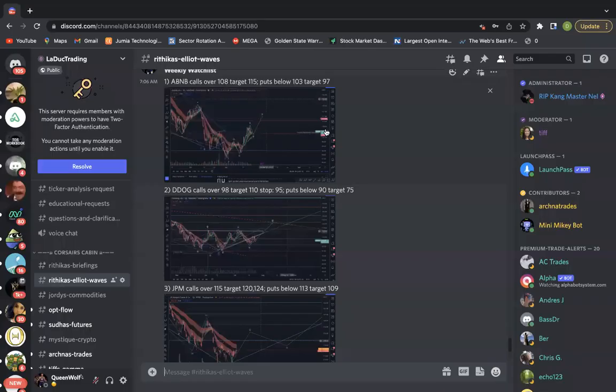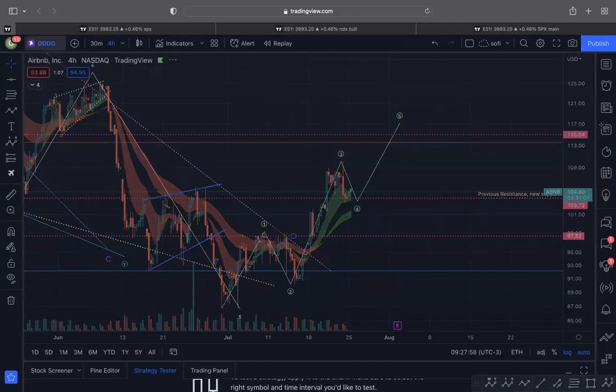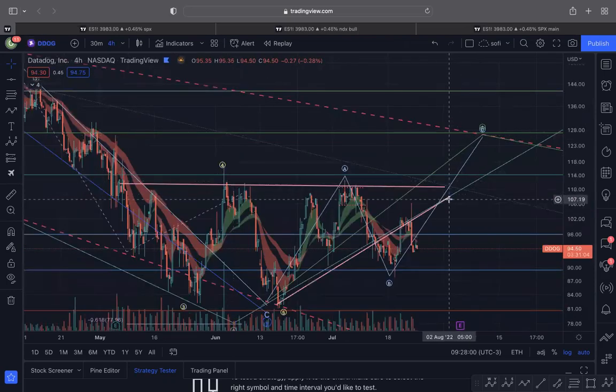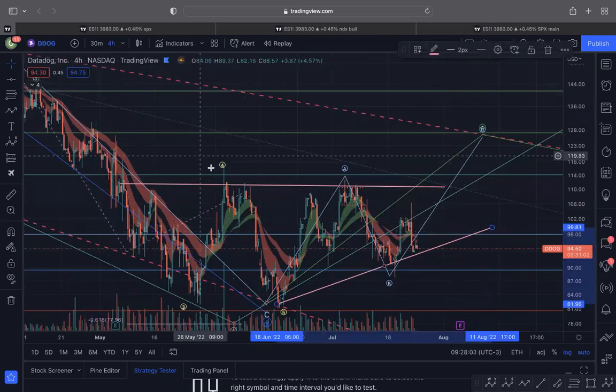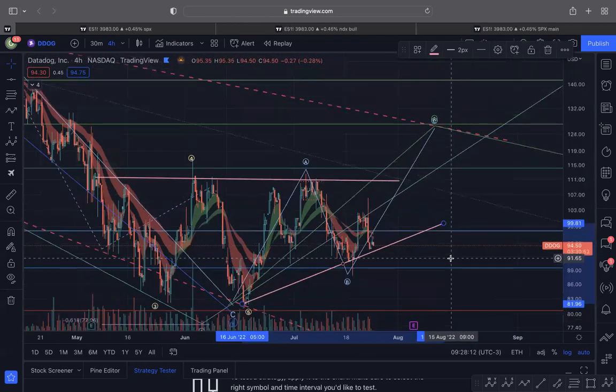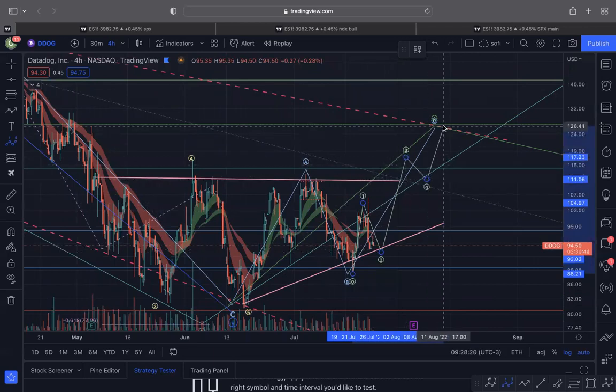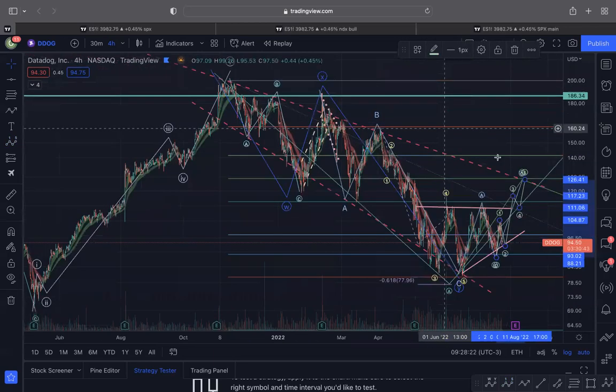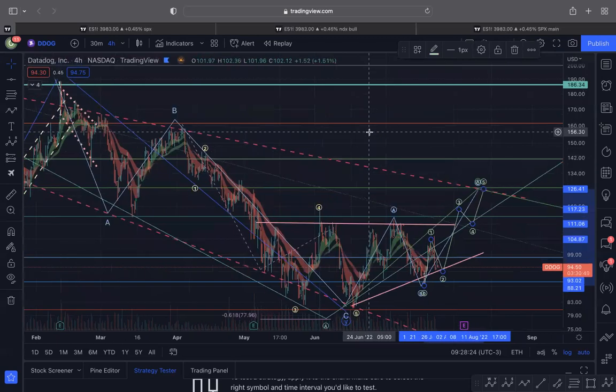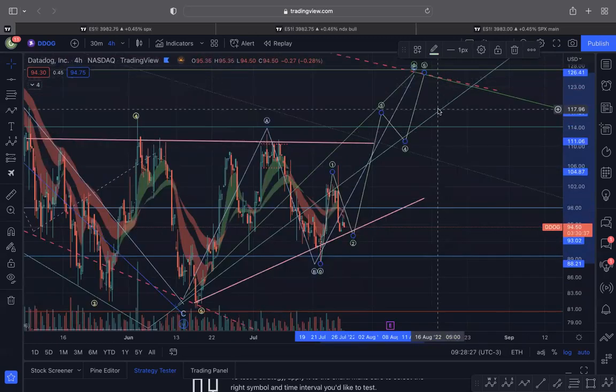The next one I have is D-Dog. For D-Dog, as you can see here, this has been making a series of lower highs and not higher highs, but it's been making higher lows as well. So for D-Dog, again, very simple bullish and bearish alternatives. Number one is this here, wave 1, wave 2, wave 3, wave 4, wave 5. Again, if I zoom out, you can see that trend line is pretty much the line that's been acting as top resistance. So you can see a move to 117 and 120.